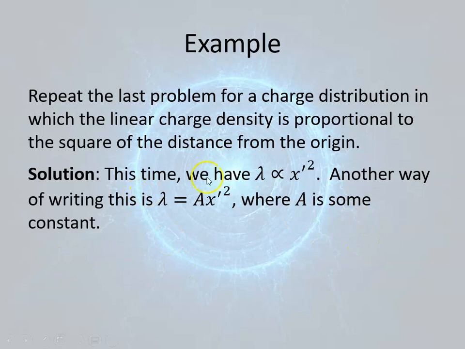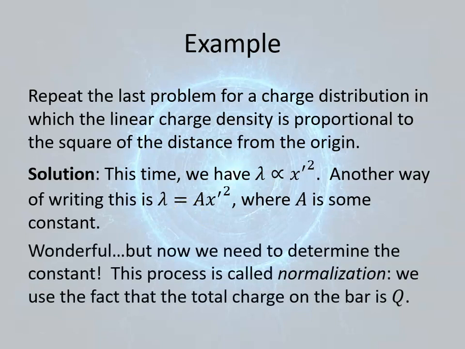Well, that's a proportionality symbol. Well, what does that mean? That means that lambda, the linear charge density, is equal to x prime squared times some constant, which I'm just going to call a. I can call it anything I want, so I'm going to call it a. But I need to figure out what a is in terms of the length of my bar and the amount of charge on it, q.